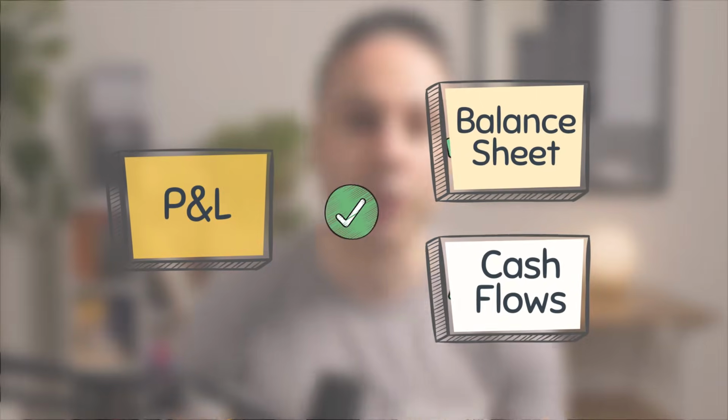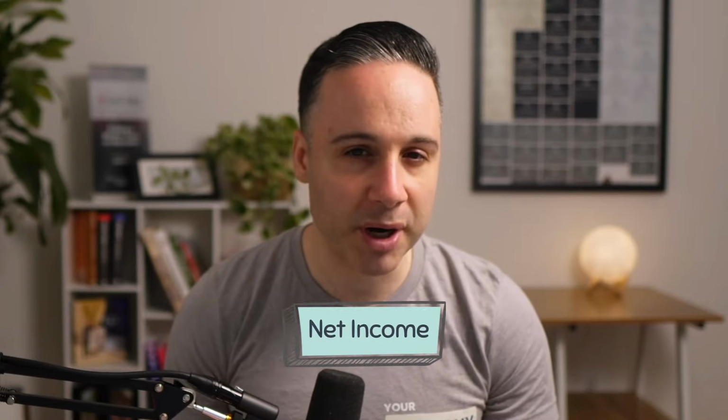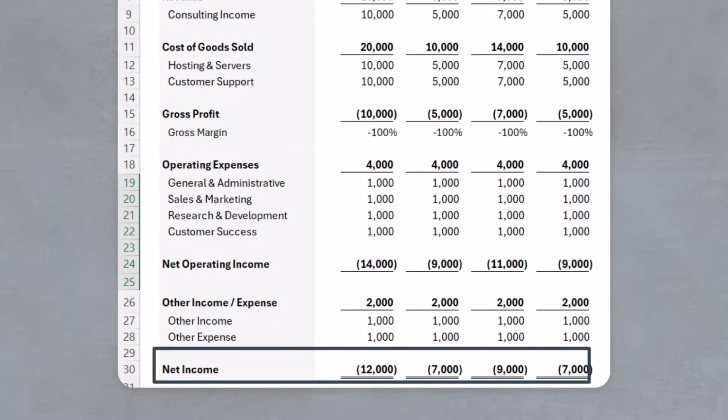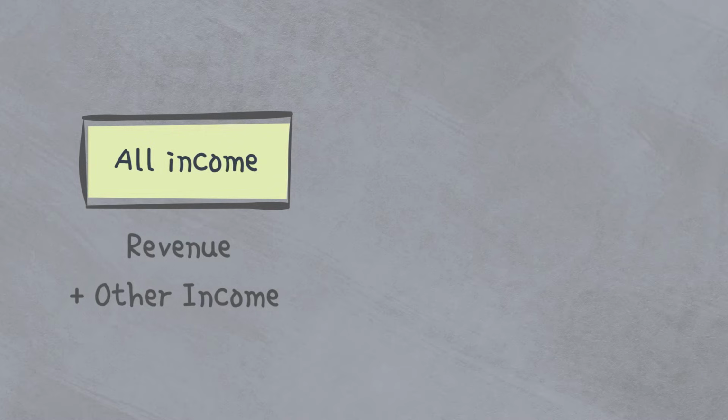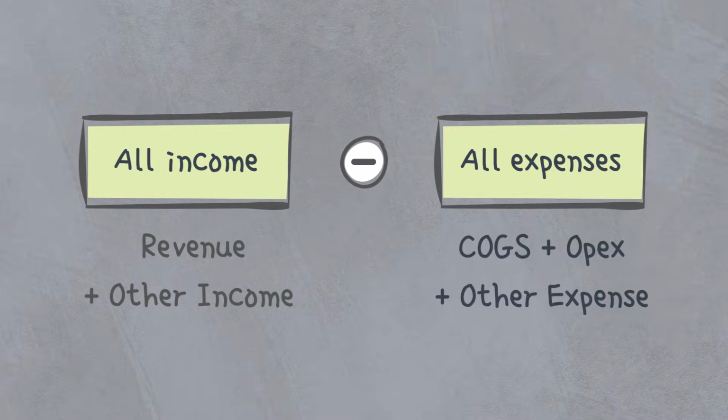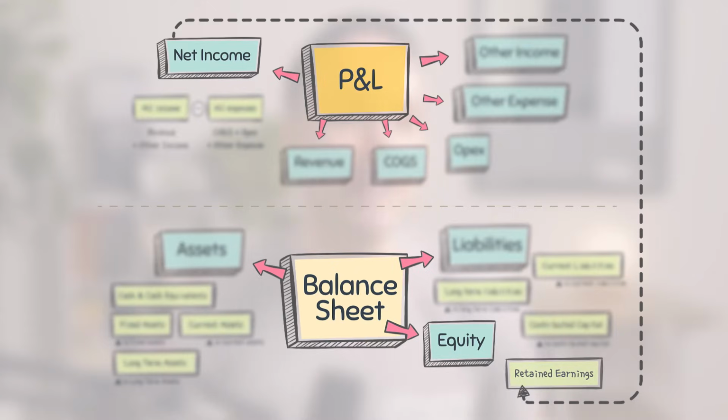Okay, let's review this in detail. So like I said, the profit and loss pushes information to both statements. That's all via an account called net income. Net income is pretty much your bottom line profitability in your business. You take all of your income accounts, you subtract out all of your expense accounts, and you get net income. It pushes this information to the balance sheet into the equity section.